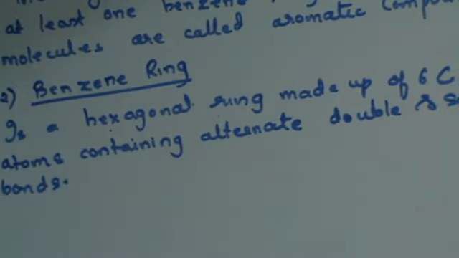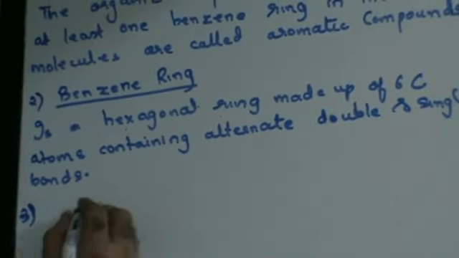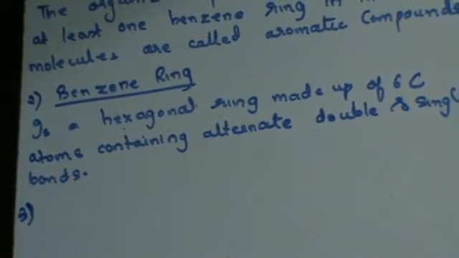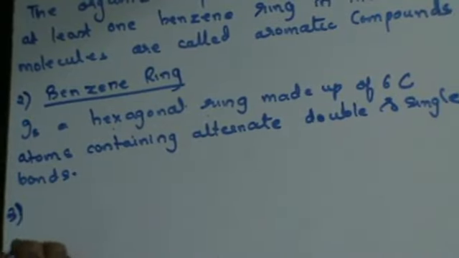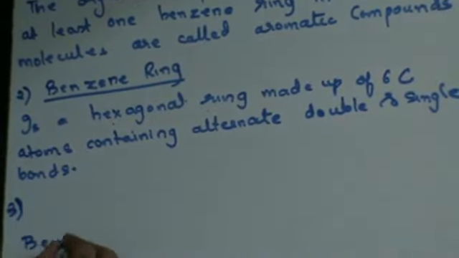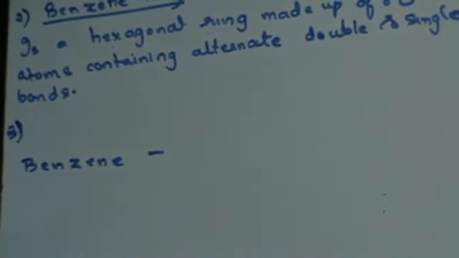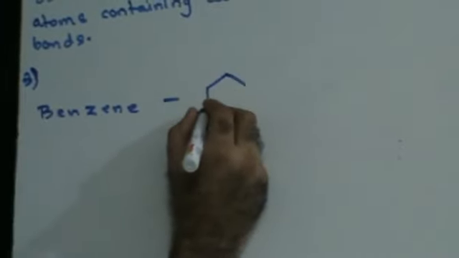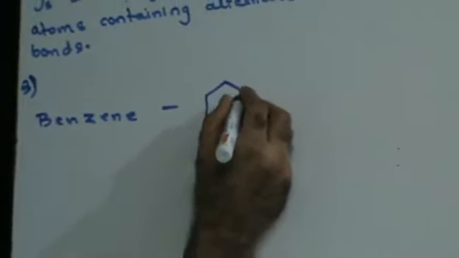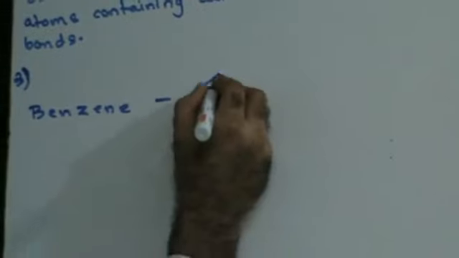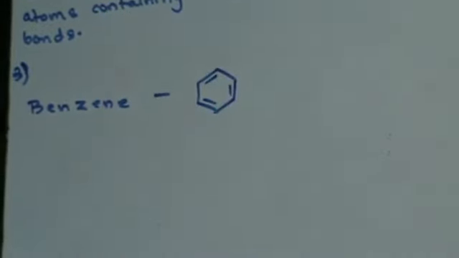Fine. Now, let's see the nomenclature. Let us see how it looks. Suppose I say benzene, so you don't actually write the 6 carbon atoms to show it. You just show it in the form of a hexagonal ring containing alternate double and single bonds. This is your symbol for benzene, right?